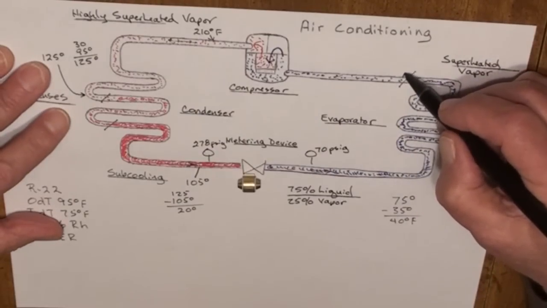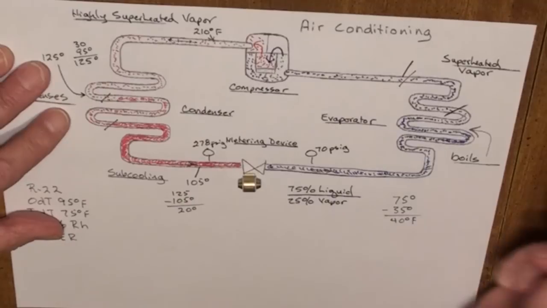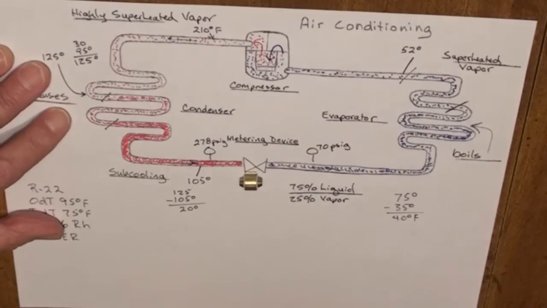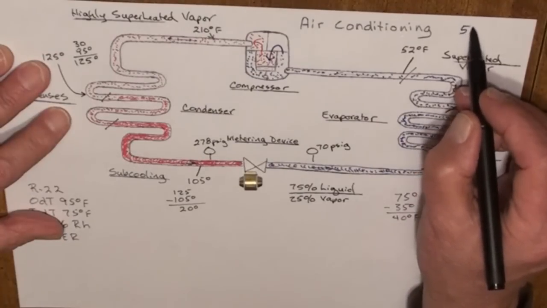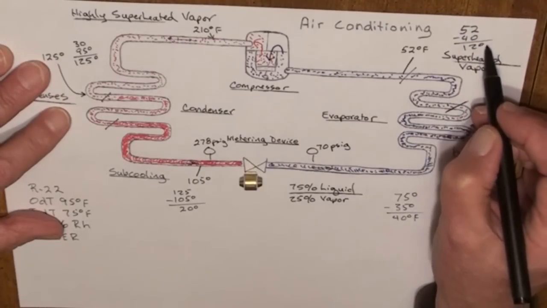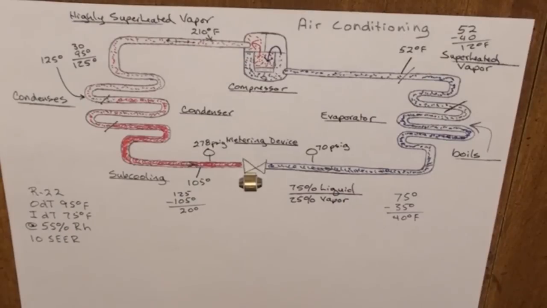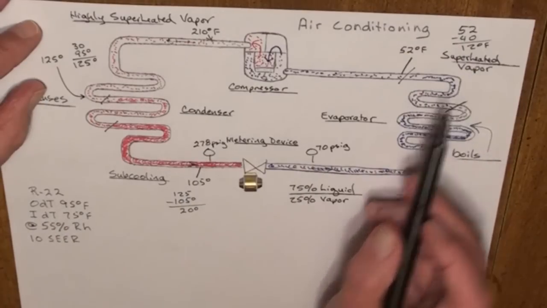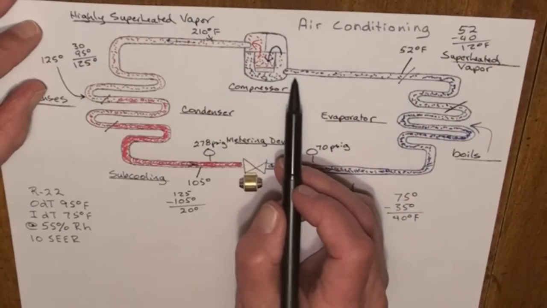If I come to the end of my evaporator and I attach a digital thermometer lead, and it reads 52 degrees Fahrenheit, I would subtract 40 from the 52, that gives me 12 degrees of superheat. We call this refrigeration insurance because if I have 12 degrees of superheat, that means there's absolutely no liquid left in this line to boil to a vapor.